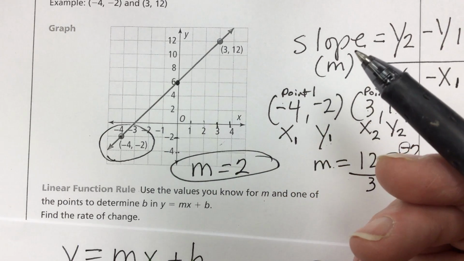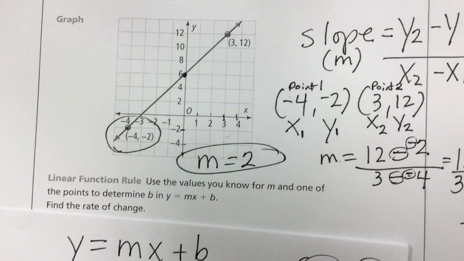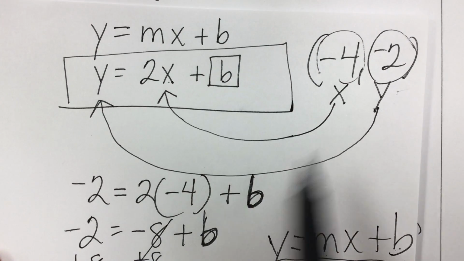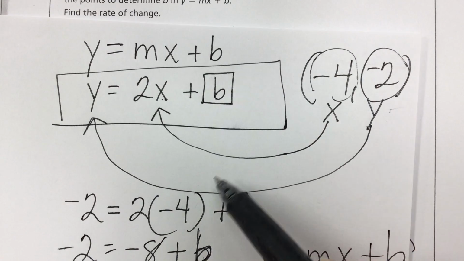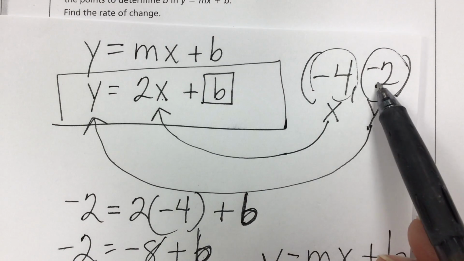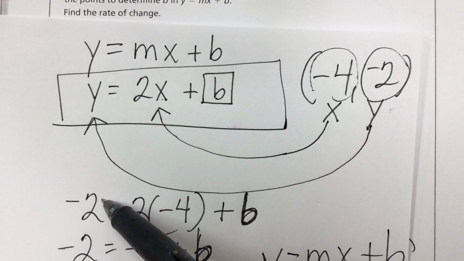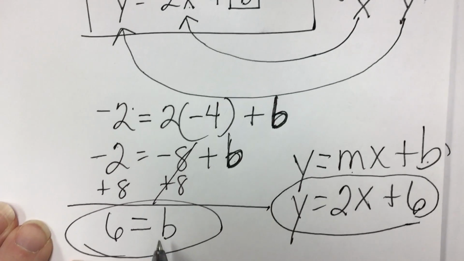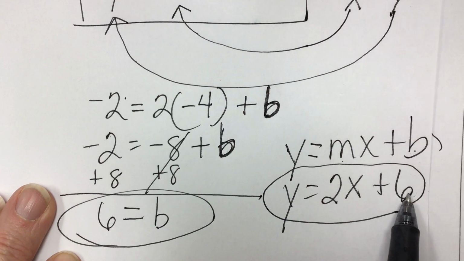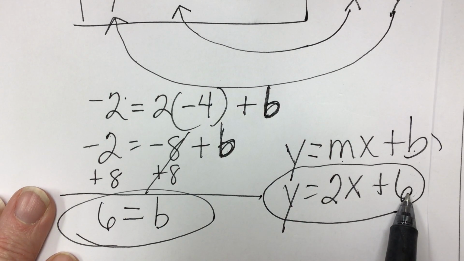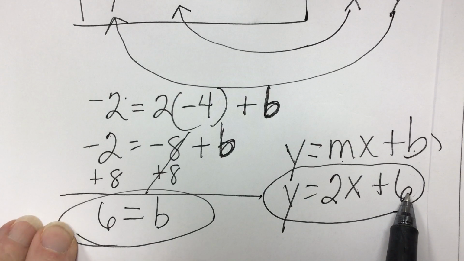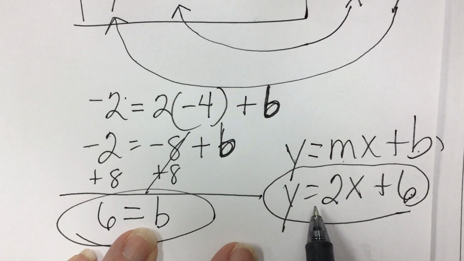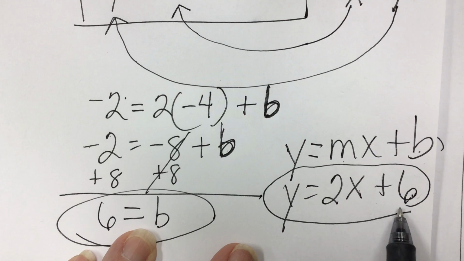So to find a y-intercept or the initial value algebraically, you will take a point. Remember, we took the point, x was -4, plugged it in. We took y as -2, plugged it in for y, and we solved for b. Once you find b, you can go back and plug it in. So we used m and b to write the function rule. Therefore, the function rule for this line was y equals 2x plus 6.